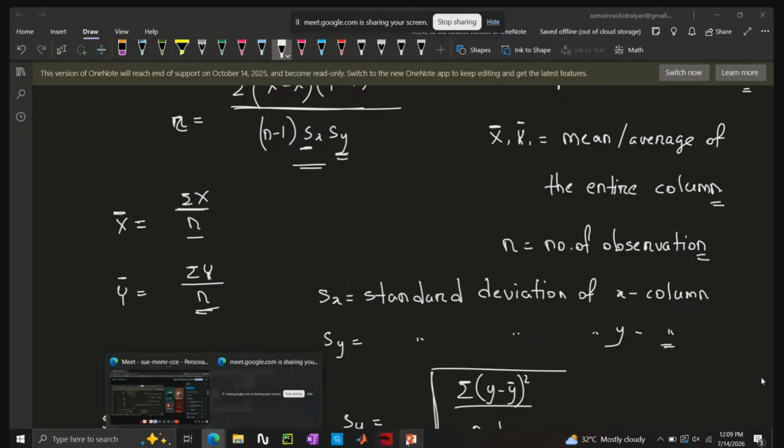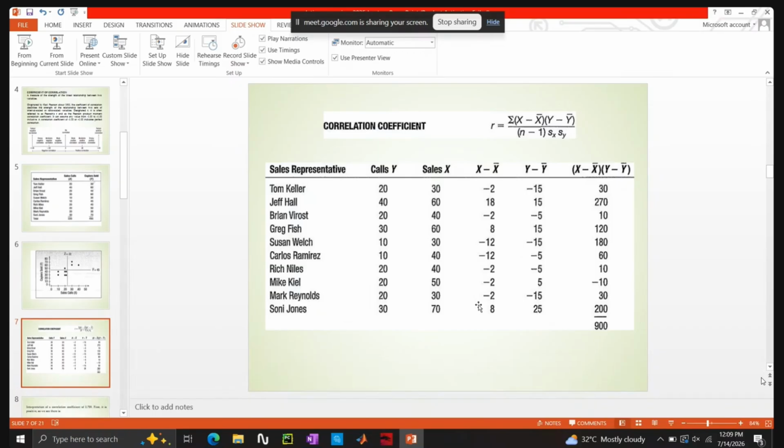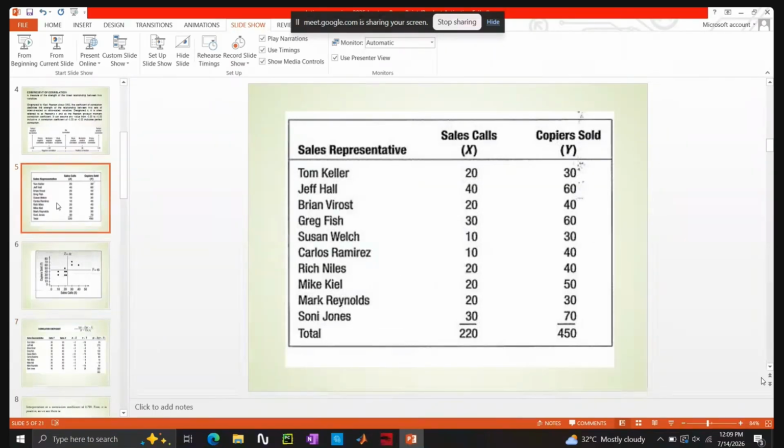After we are done finding each of these values, we just have to plug them into these equations. So let's see. All right. Just one of you use a calculator and tell me the value of each of these. You can take a screenshot of this and tell me the value of X bar and Y bar first. Just sum up the values of X and divide by N.